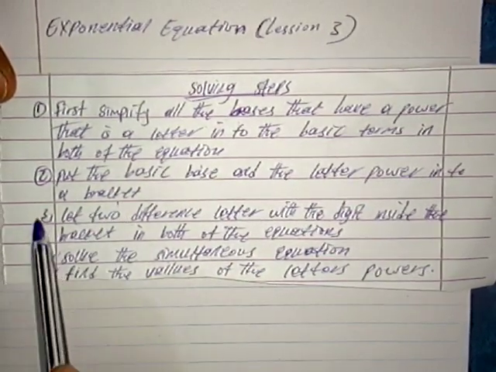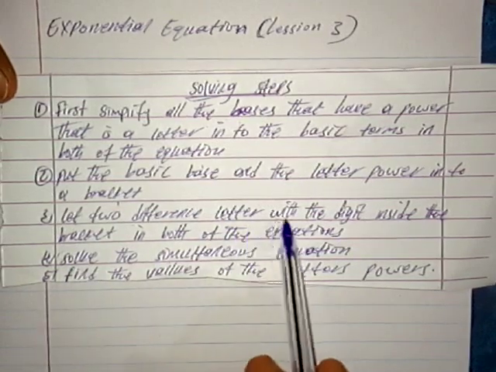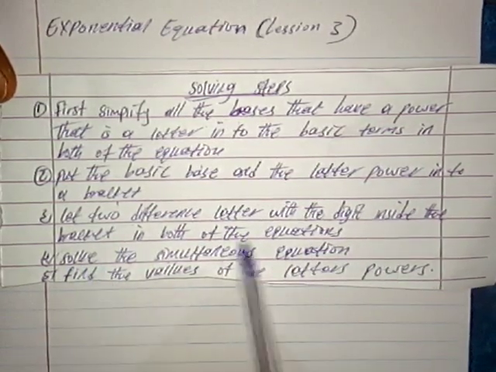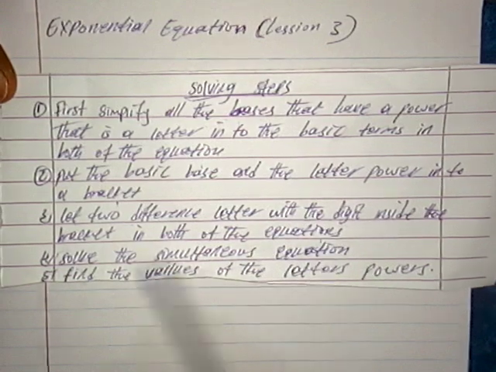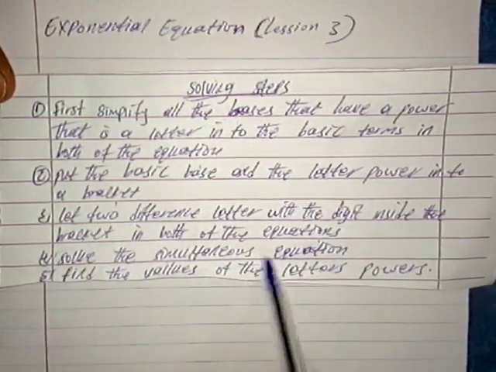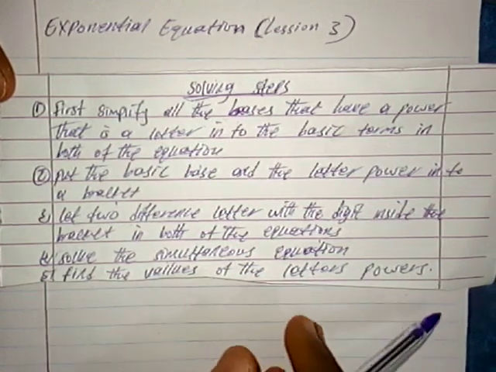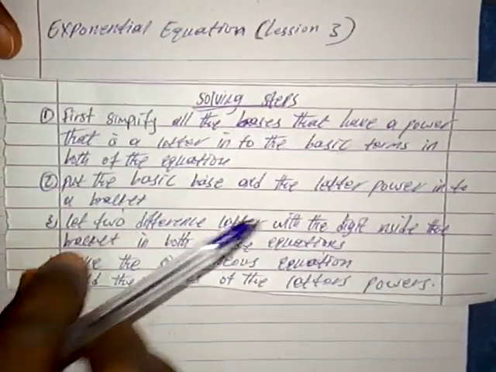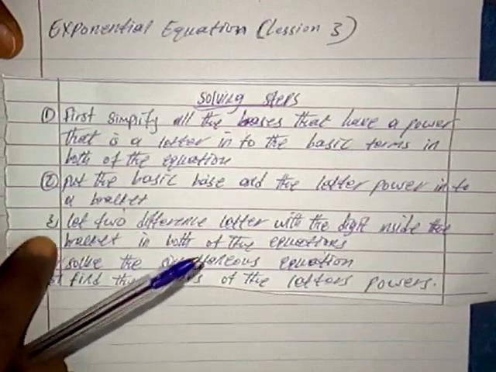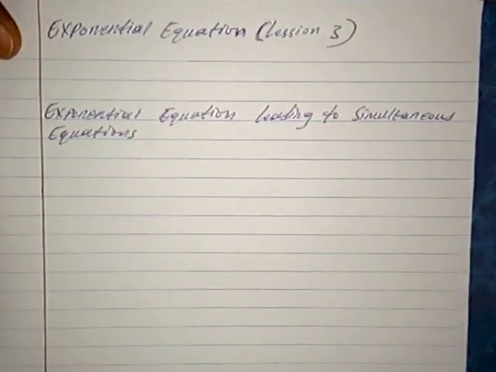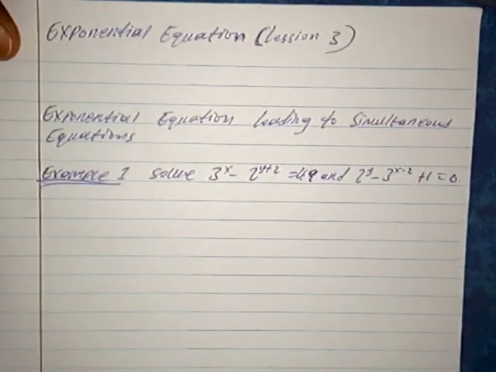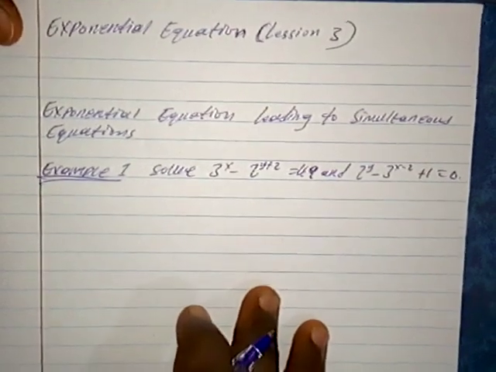You see? Third, let two different letters stand for the terms inside the brackets in both of the equations. Fourth, solve the simultaneous equation. Lastly, find the value of the lettered powers. Good. We continue. Take note of these 5 steps that I read, right? Good. Now we move into solving examples.